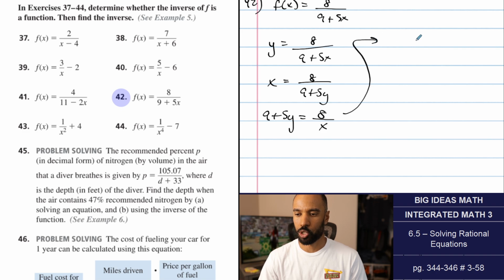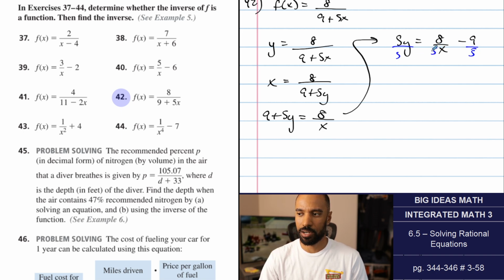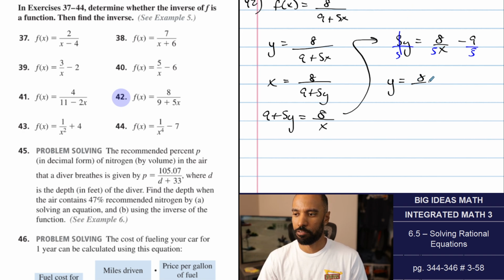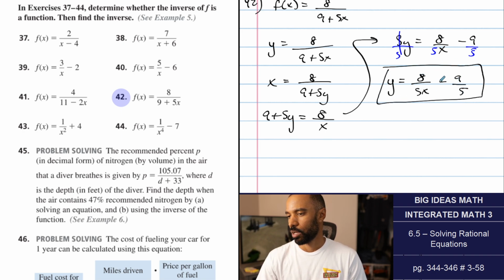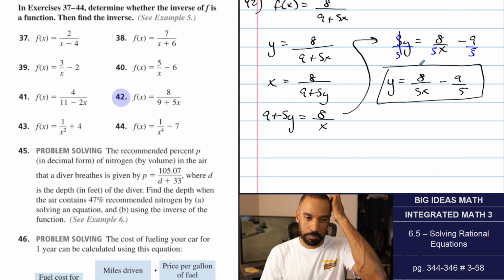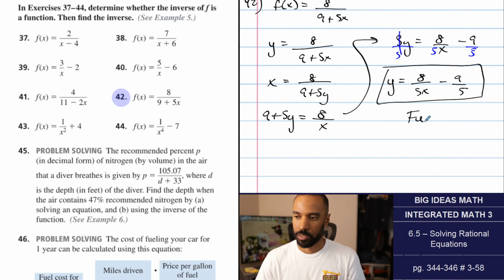I'm going to subtract 9 from both sides. And then let's divide both sides by 5. Now in doing so, the 5 gets inherited down there and down there like that. So I'll get y equals 8 over 5x. Remember, the x is in the denominator. It's a rational function. Minus 9/5. Kind of weird numbers. But that's what we get. Also a function.